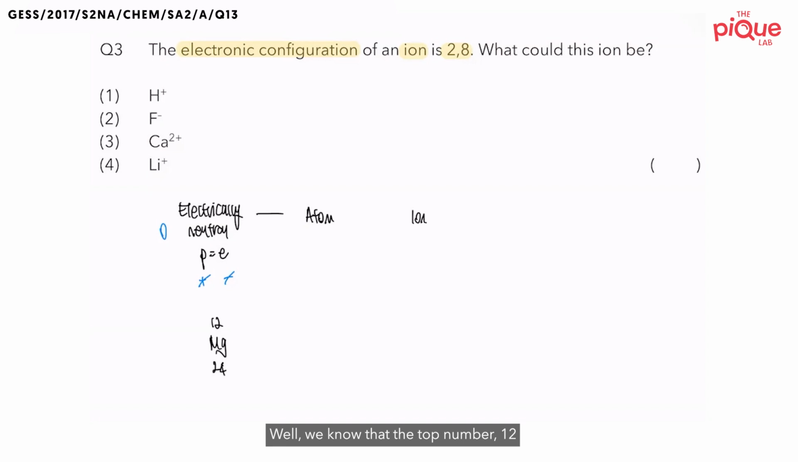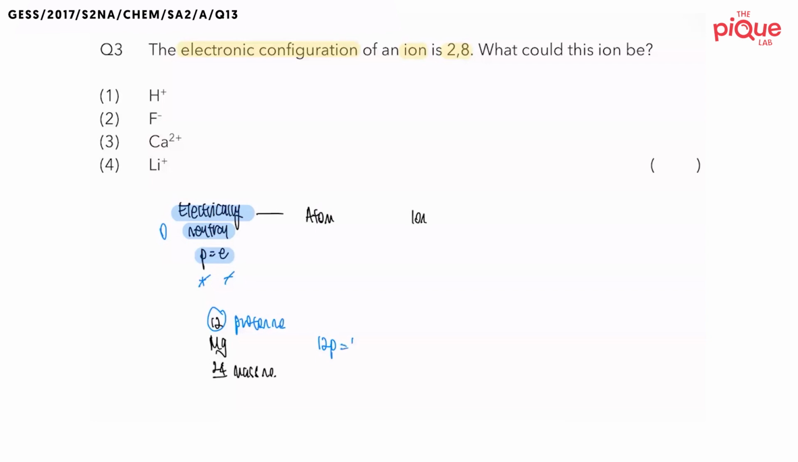Well, we know that the top number, 12, is the proton number of the magnesium atom, while the bottom number, 24, represents the mass number of our magnesium atom. So based on the proton number, I know that my magnesium has 12 protons. How many electrons do you think it will have? Remember just now we said that atoms are electrically neutral, which means that they will have the same number of protons and electrons. So my magnesium atom will also have 12 electrons.